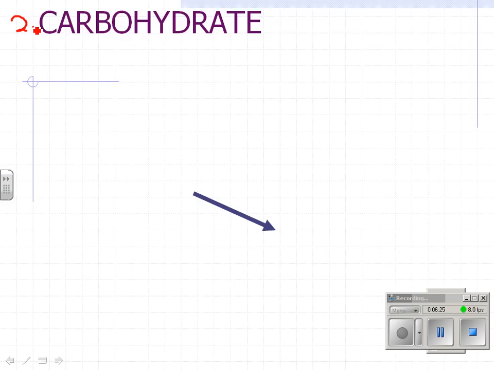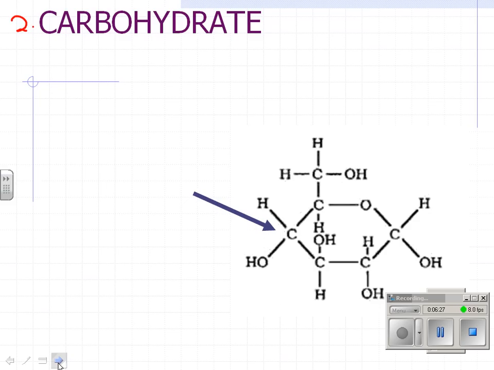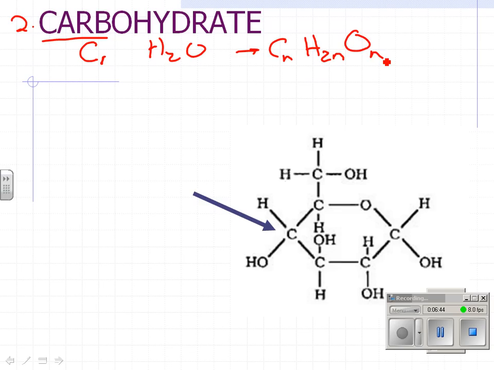Second one is carbohydrate. You recognize carbohydrates because they usually come in a ring. You see carbo for carbon, hydrate for water. The general formula for a carbohydrate is this: C sub n, H sub 2n, O sub n. Okay, introducing a little algebra into our life here.